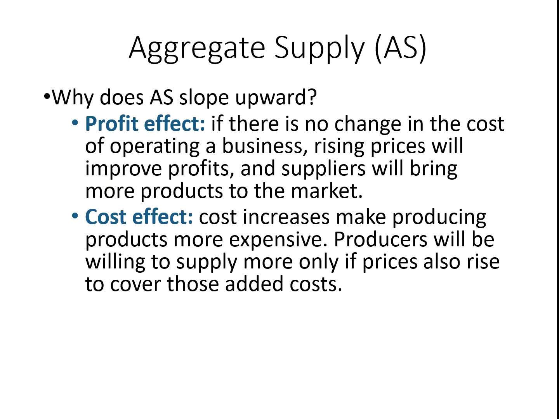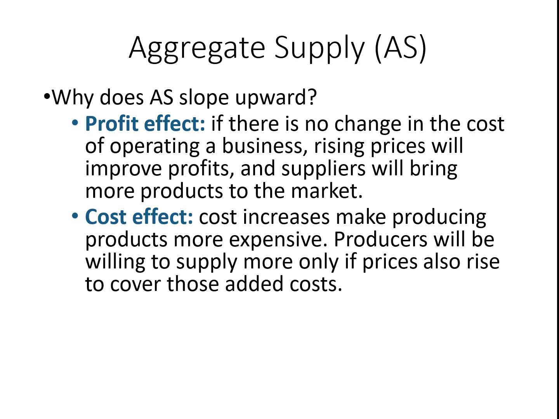So to summarize what I just mentioned, the profit effect is for the condition when there is no change happening in the cost of operating the business. So the rising price will improve the profits, and that drives the supplier to produce more. For the cost effect, the cost increase makes producing the product more expensive, and the producer will be willing to supply more only if the price also rises to cover those added costs. So both effects will cause the upward aggregate supply.